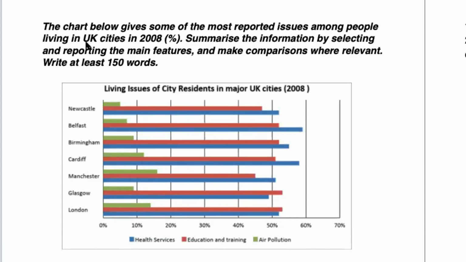So let's go ahead and look at our prompt. It says, the chart below gives some of the most reported issues among people living in UK cities in 2008 in percentages. Summarize the information by selecting and reporting the main features and make comparisons where relevant. Write at least 150 words.